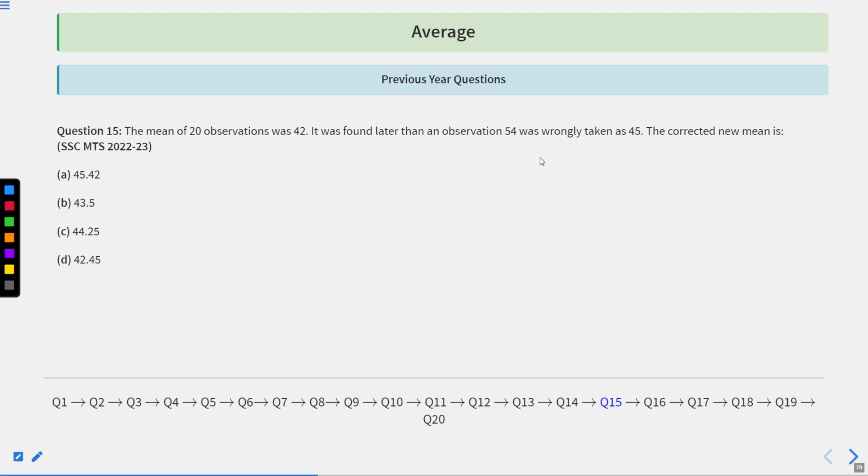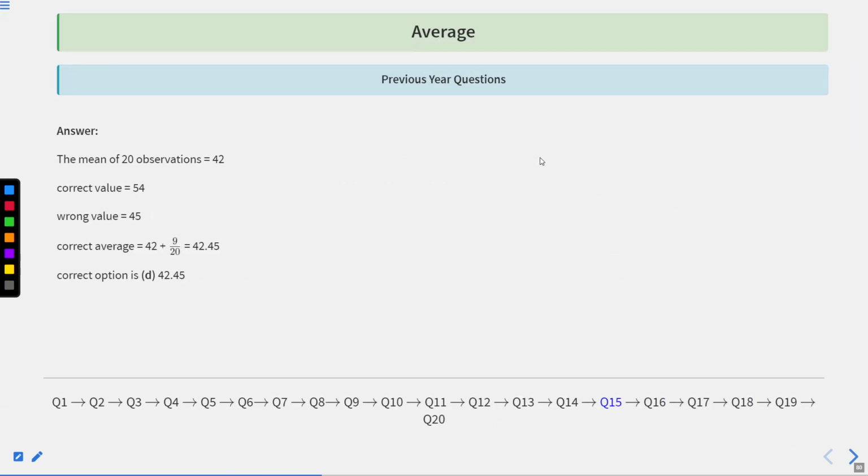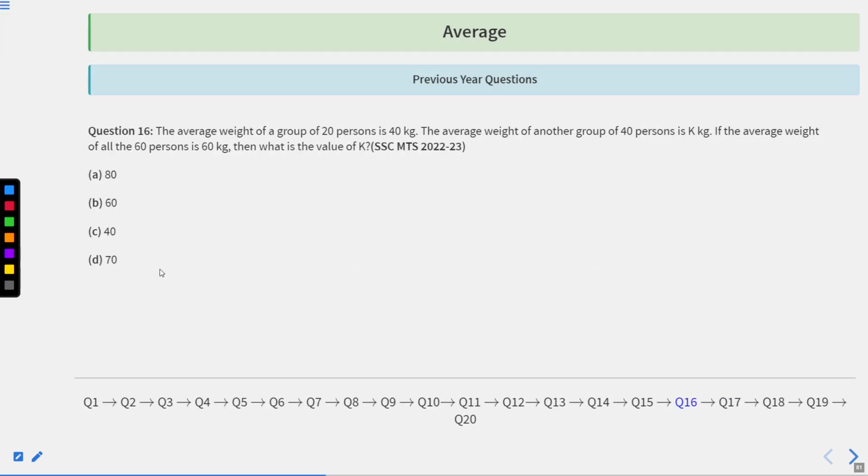Let us move ahead to problem number 15. The mean of 20 observations was 42. It was found later that an observation 54 was wrongly taken as 45. The corrected new mean is? Let us see the solution. The mean of 20 observations is equal to 42. The correct value is 54 and the wrong value is 45. The correct average will be 42 plus 9 upon 20, that is 42.45. So the correct option here will be option D, 42.45.